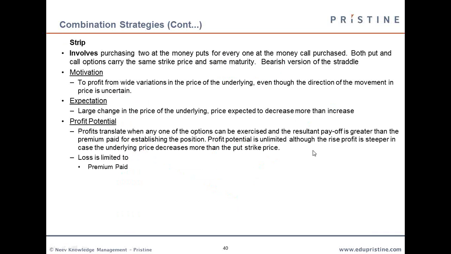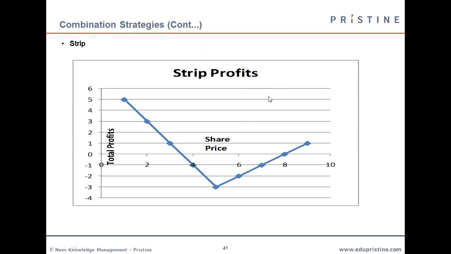The strip is simply the opposite. We are having a bearish expectation, which means the price is expected to decrease more than increase. So here we buy multiple puts, say 2 puts for every 1 call. Here the payoff is something similar to this, where we have more payoff on the downside when compared to the upside.